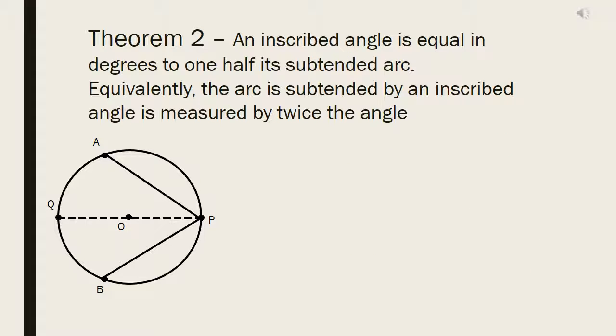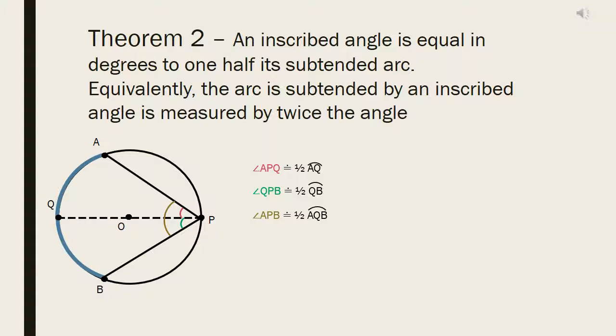We can prove this theorem two other ways. The first assumes that point O lies in the interior of the angle. By the part of the theorem that we've already proven, we know that angle APQ is equal in degrees to 1/2 the arc length AQ, and angle QPB is equal in degrees to 1/2 the arc length of QB. Now, adding these equalities gives us angle APB is equal in degrees to 1/2 the arc length AQB, which proves the theorem.